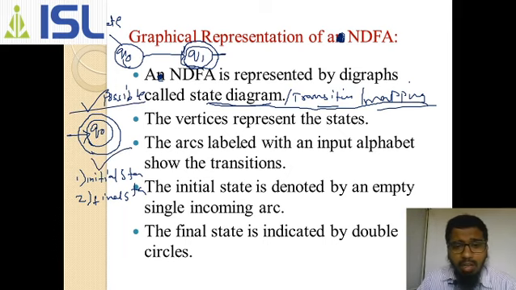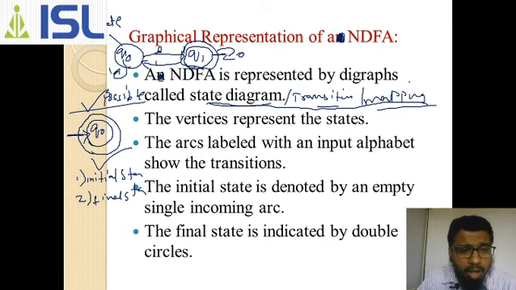The arcs labeled with an input alphabet show the transition, like here 0, here 1, here 1, here 0. Whatever it is showing, it is labeled. The initial state is denoted by an empty incoming arc, only a single one, a double should not be there.